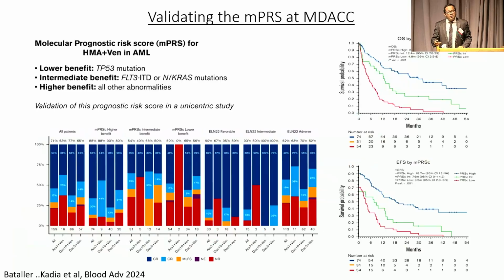So we tried to copy this analysis at MD Anderson. And again, if you look at the figures on the right, for patients treated with low-intensity therapy and venetoclax, this model using TP53, FLT3, and RAS pathway mutations are able to split the curves very neatly. And truth be told, when we look at other secondary mutations, it didn't really matter.